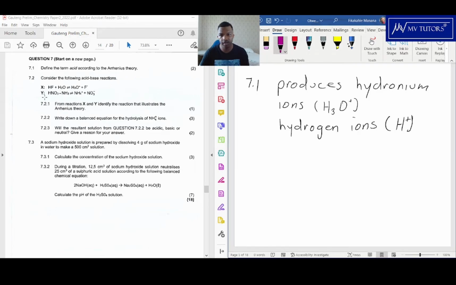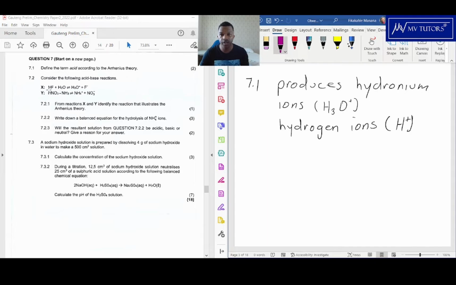There's two of them, X and Y. From the reactions X and Y, identify the reaction that illustrates the Arrhenius theory. We just spoke about it, that it produces hydronium ions. So what we're looking for is a reaction that produced these hydronium ions or hydrogen ions.